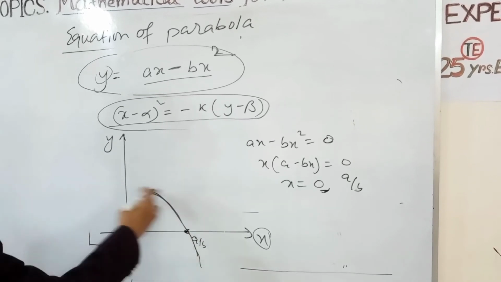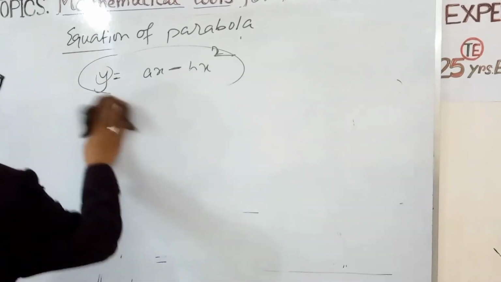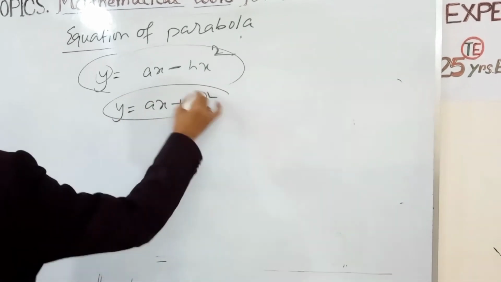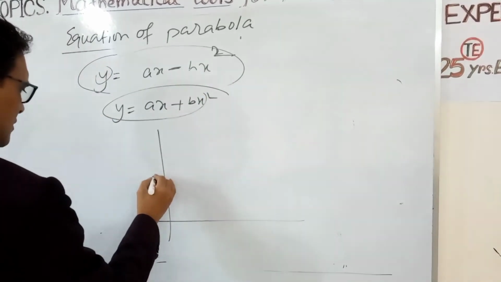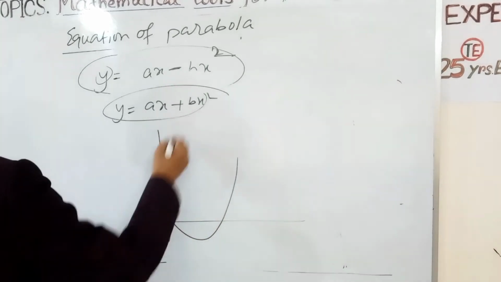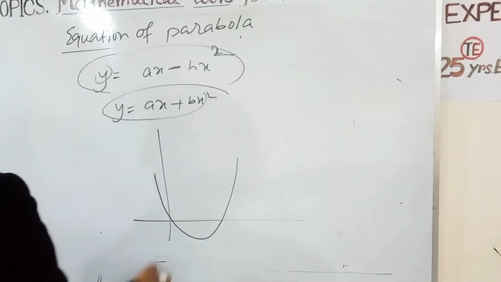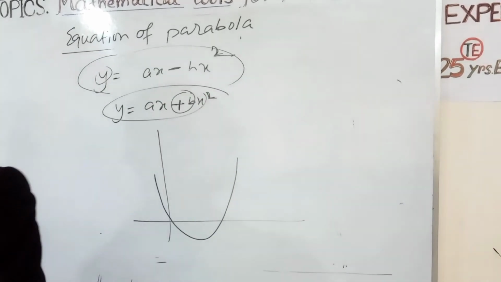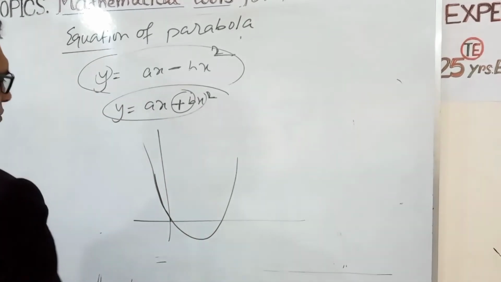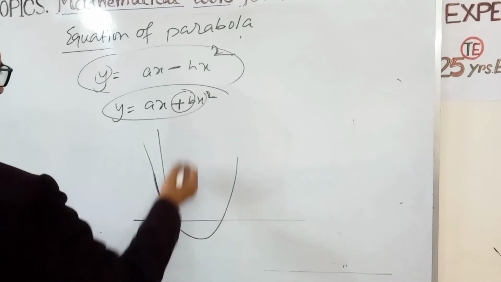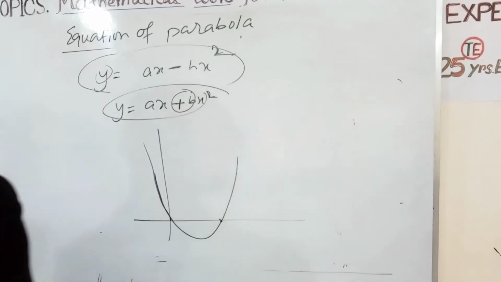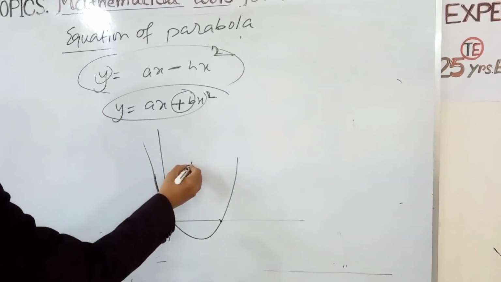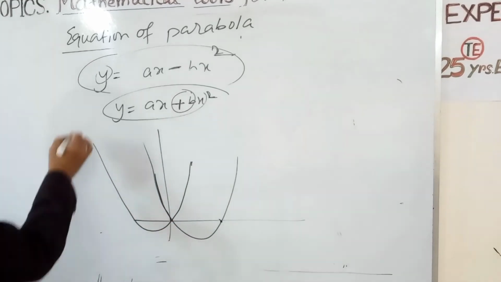Now the curvature or opening will be along the negative y-axis. Now if it is given that y equal to x plus bx square, because here the coefficient of x square is positive, the curvature will be along the positive x-axis and it passes through the 2 points, this and this. So you get here this or this, or it may be this or this.